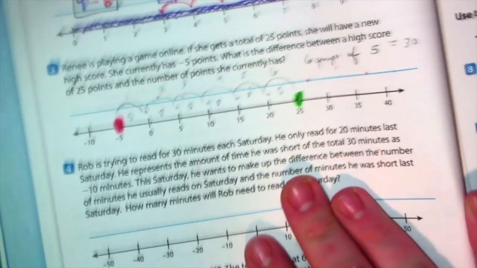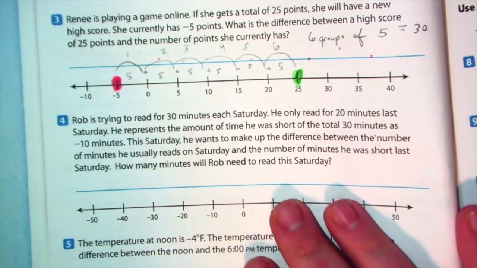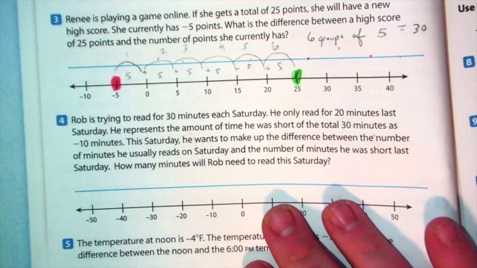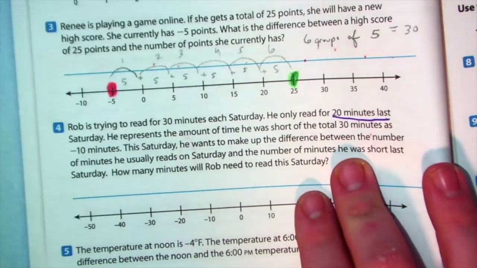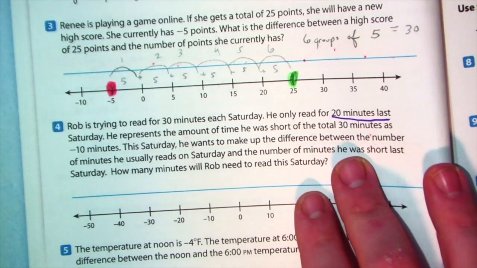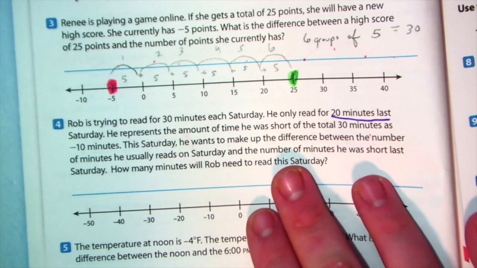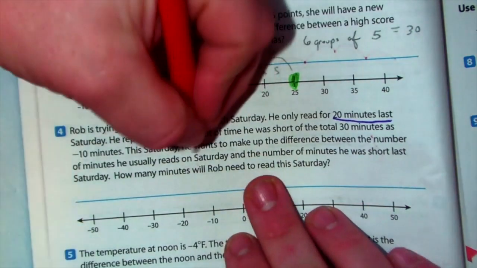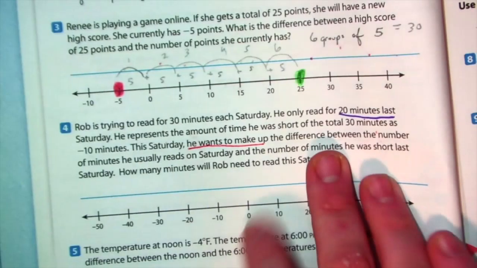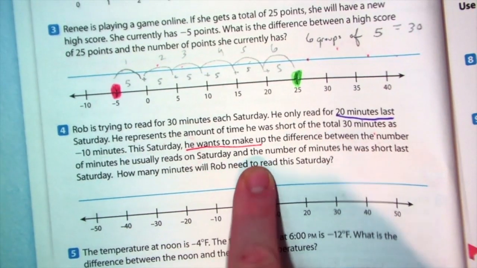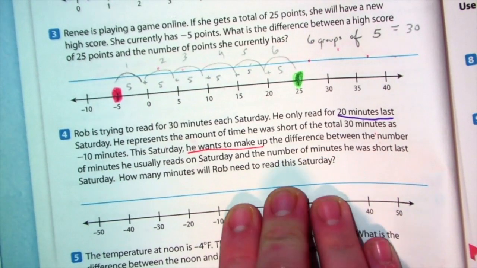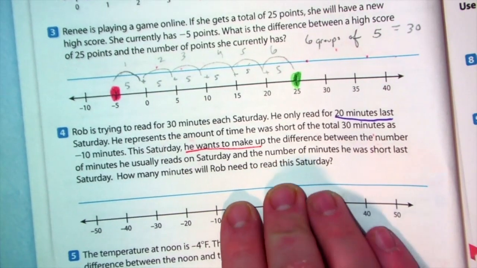And so for this one, we need to think about number 4. It says Rob is trying to read for 30 minutes each Saturday. He only reads 20 minutes last Saturday. Let's underline that. He read 20 minutes last Saturday. He represented the amount of time he was short of the total 30 minutes as negative 10 minutes. This Saturday, he wants to make up. It means he wants to add the difference between the number of minutes he usually reads on Saturday and the number of minutes he was short last Saturday. How many minutes will Rob need to read this Saturday?